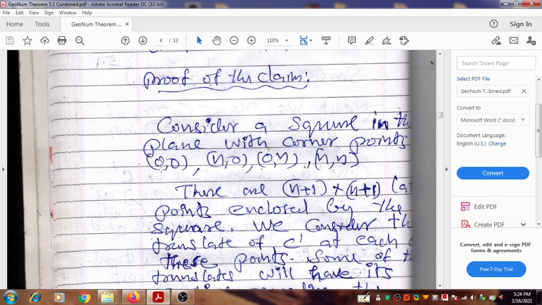Here we have 0, 0, which is the origin, and then n 0 is a point on the x-axis. Then 0 n is a point on the y-axis, and n n determines the fourth vertex of the square. At this point, we have to refer to a figure given here. I am bringing your attention to that figure right now.